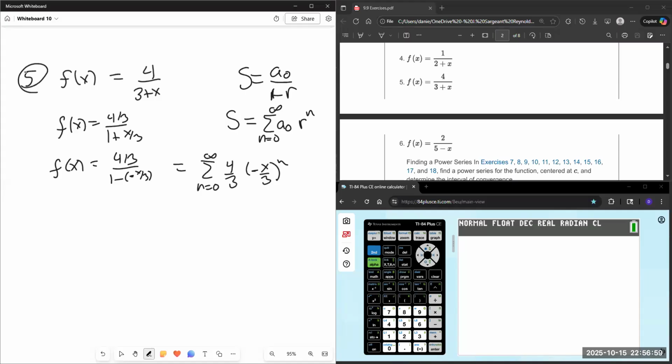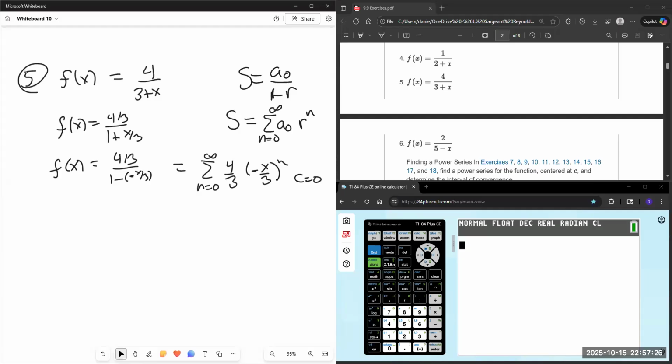So that's pretty straightforward. If you want to separate the negative 1 to the n from the x over 3, you can do that. This one is going to be centered at 0 because that's the x value that's going to make that factor there 0.